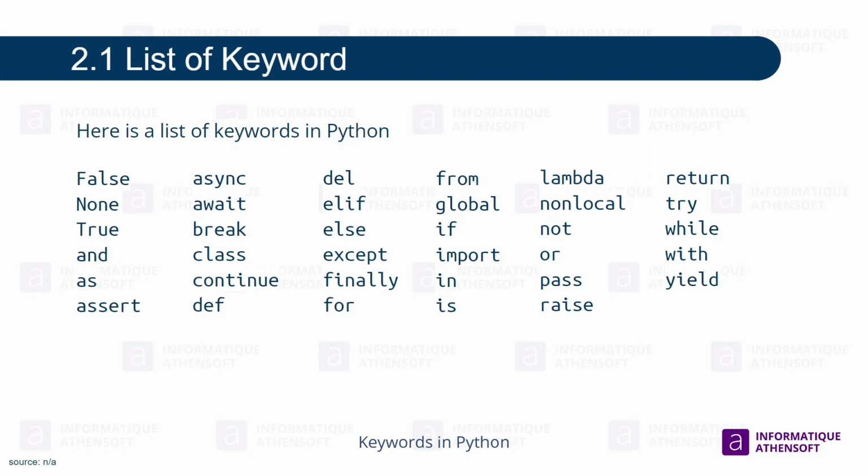Each keyword in Python has a specific function and plays a unique role in the language's syntax and structure. Understanding these will be key to developing your skills in Python programming.